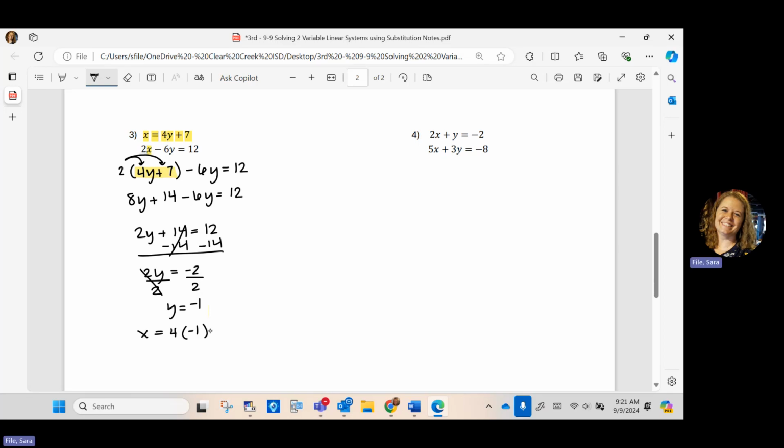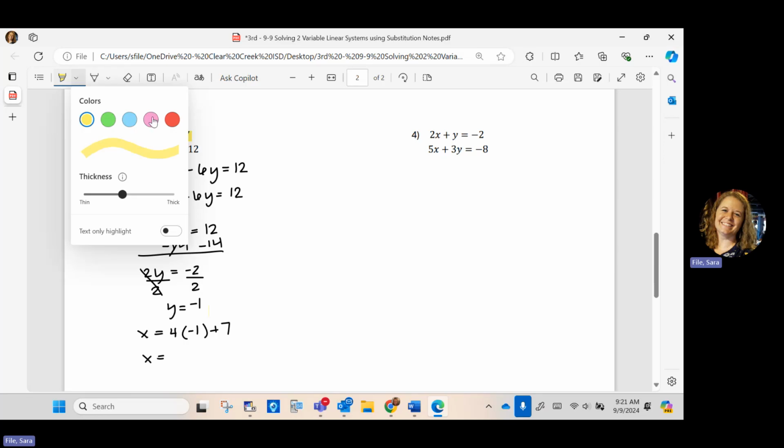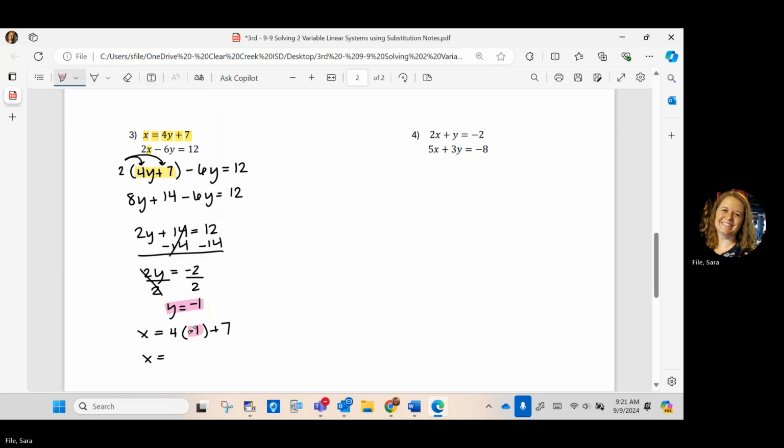All right, so you end up solving for y first. What did you get for your y? Negative 1 is correct. So let me unfreeze my screen here. Okay, so here's the work. When you solved for y, you should have gotten negative 1.